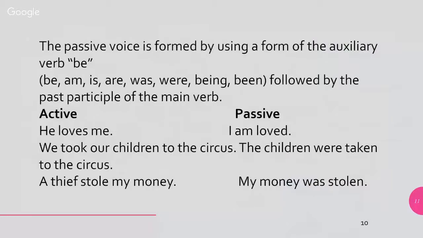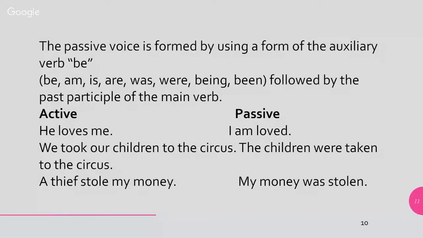The passive voice is formed by using a form of the auxiliary verb be. That is, be, am, is, are, was, were, being, been. So these are used in passive sentences, followed by the past participle form of the main verb. Past participle form, like we already studied in tenses, is the third form of the verb.